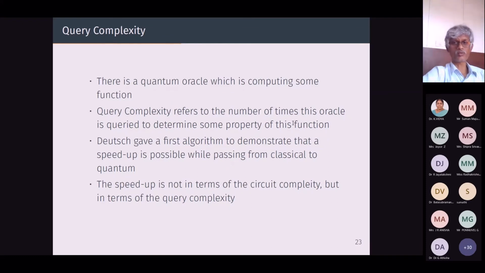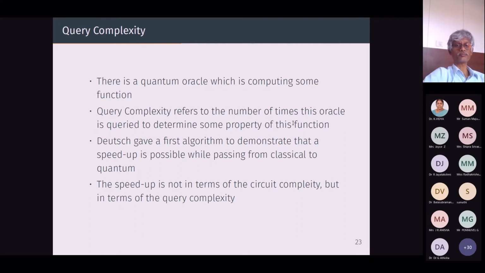So there is a quantum oracle which is computing some function, usually U sub f. The query complexity refers to the number of times we appeal to this oracle. We ask for the value of something and get back the answer from this query. The oracle is something like a black box implementing this U sub f. You query that black box and get back the answer, and no justification is given about the implementation of this oracle on a quantum computer. Whether it is efficiently implementable using quantum gates and so on, we are not bothered about right now.